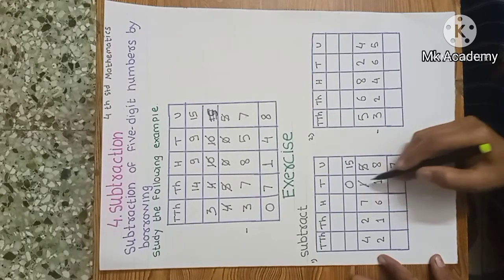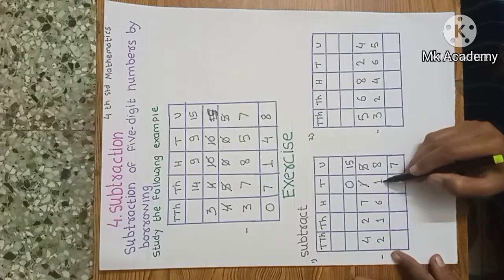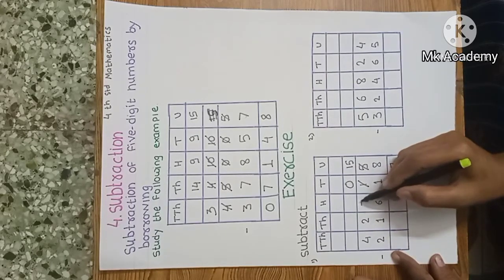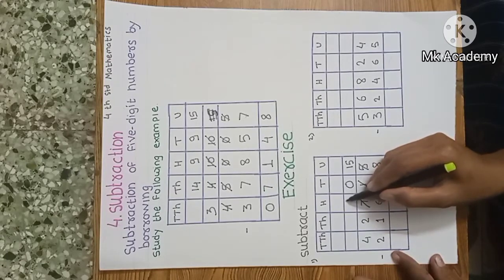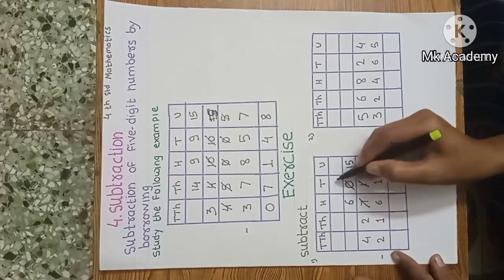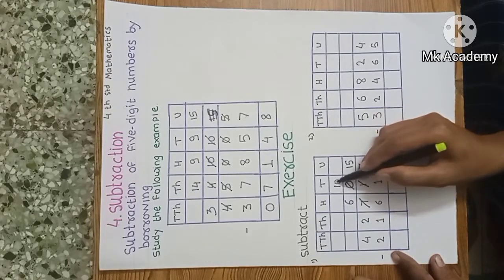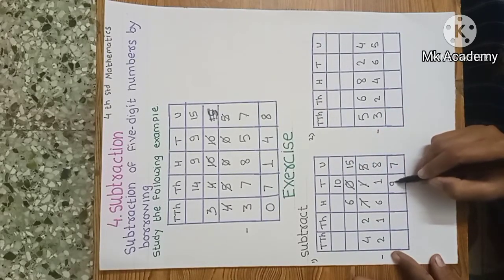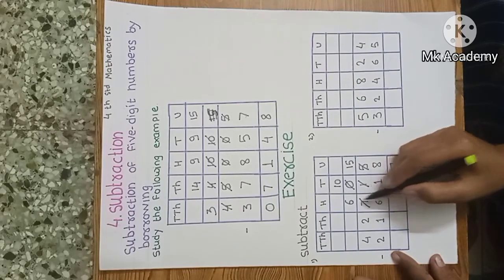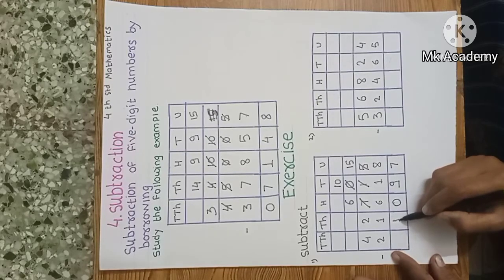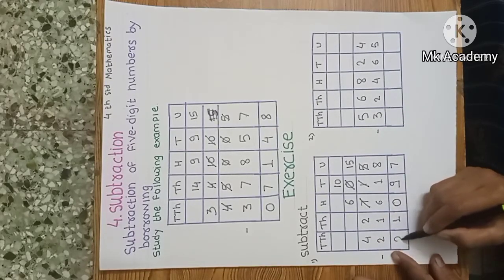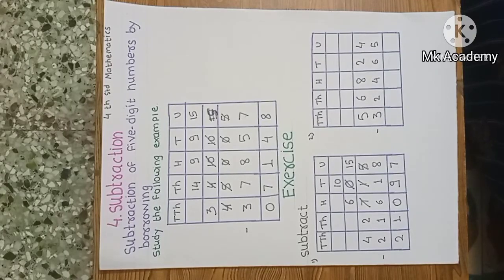Now here 0 tens minus 1 ten. This is not possible. Therefore, we borrow from hundreds. Here 700. We borrow 100. Here how many hundreds remain? 6. And here we get 10 tens. Now 10 minus 1, 9. Now 6 minus 6, 0. 2 minus 1, 1. 4 minus 2, 2. The answer is 21,097. Now see the next example.